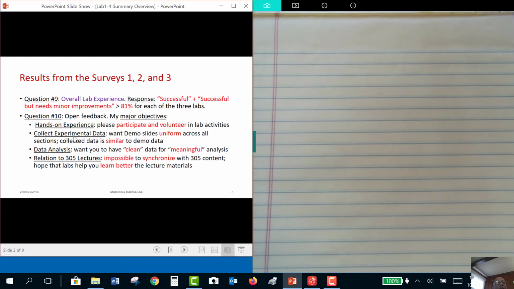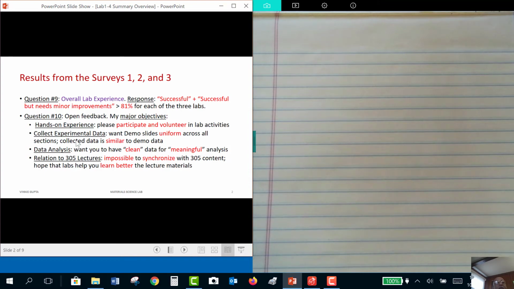Now, there were a couple of comments that we collect experimental data, but we don't use it. Of course, you can understand that for demo slides, I have to use data to prepare the slides in the first place. And I want also for it to be uniform across all sections.